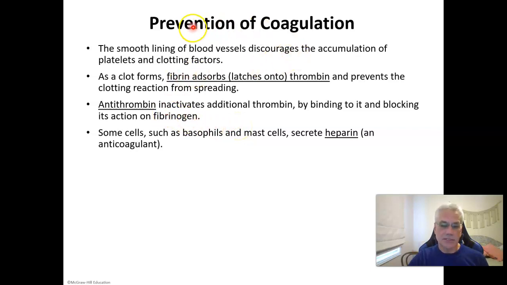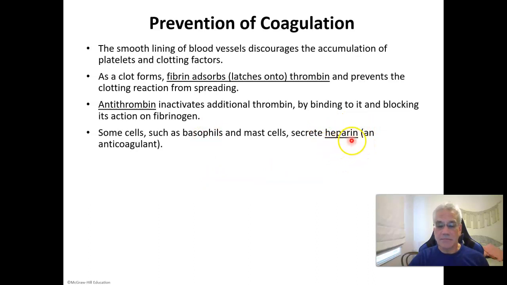This is one of the ways you prevent coagulation in normal tissue. You have a protein called antithrombin, which inhibits thrombin. So if thrombin gets activated, however it got activated, even accidentally, antithrombin will help to inactivate it and discourage the formation of fibrin.